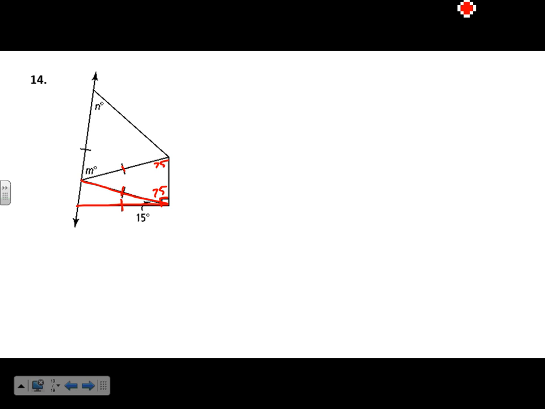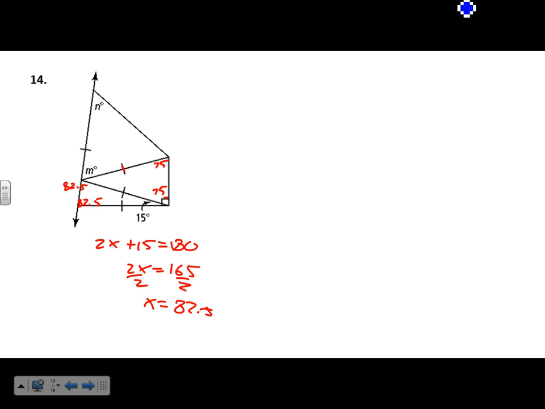let's just call it x. So 2x plus 15 is equal to 180. Subtract 15 from both sides. 2x is equal to 165. Divided by 2 is 82.5. So this is a hard one. So this is 82.5, and this is 82.5. To find that M, we have to go the extra mile here.